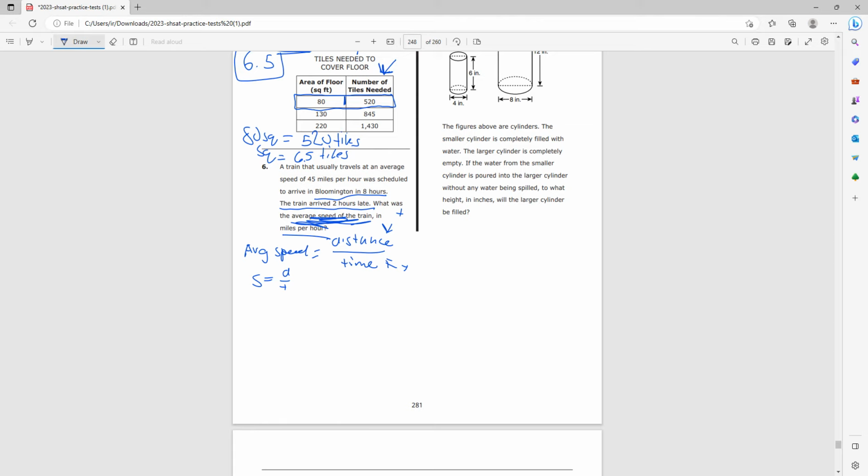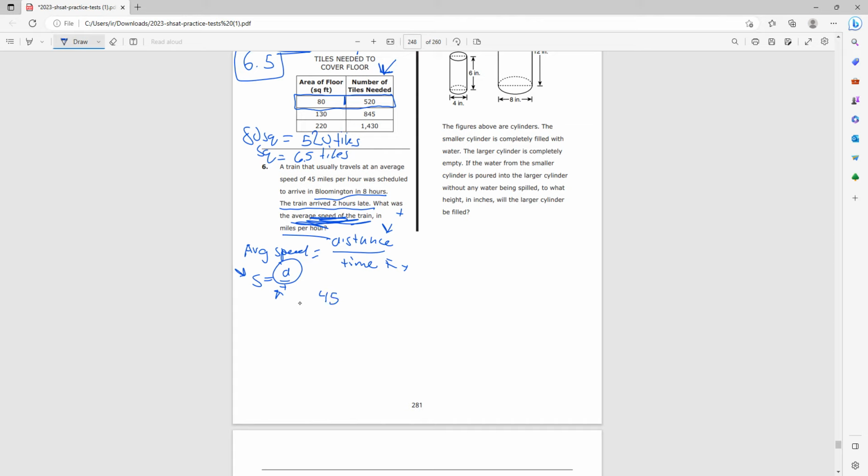So what we really need to know is that it gives us the speed. We know S and we know T. What we need to find is D, right? So let's see what the problem tells us at first. It's saying that the train has an average speed of 45 miles per hour.